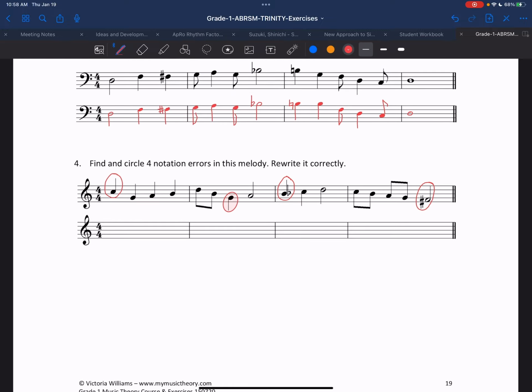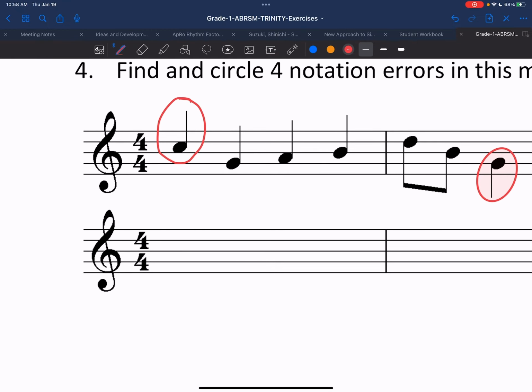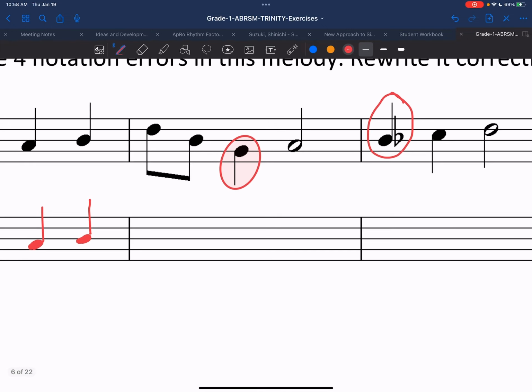So now we need to rewrite our melody, making sure that we correct the mistakes. So we'll start with our C, drawing our stem down the side, our G, our A, and a B. Then we get to measure number 2. We have a D, a B, and then we'll connect those together.